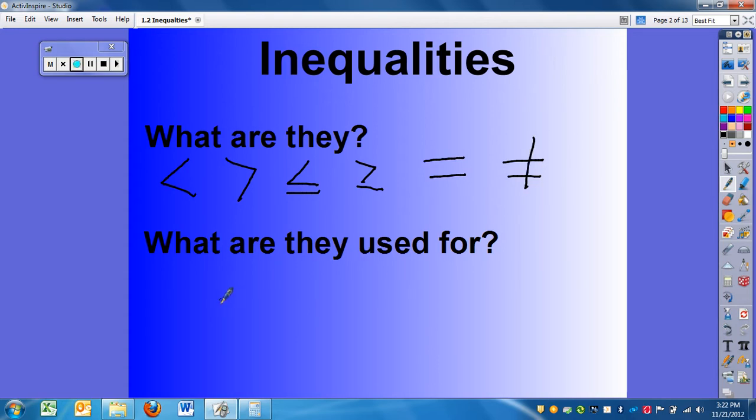So what are they used for? We use inequalities for comparing. We use inequalities also to represent a large set of numbers, which is mostly what we're going to do today, like all the numbers lower than a certain given number, like 10.